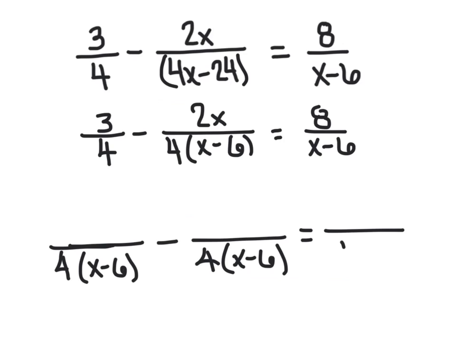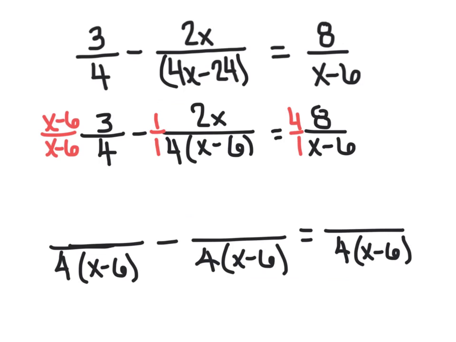So I'm going to set the table and get it ready for some action here. Multiply the first one by x minus 6 over x minus 6. This one's good to go, so we'll do 1 over 1. And the last one we'll multiply by 4 over 4. The first numerator, distribute the 3. 3x minus 18 minus 2x equals 32.